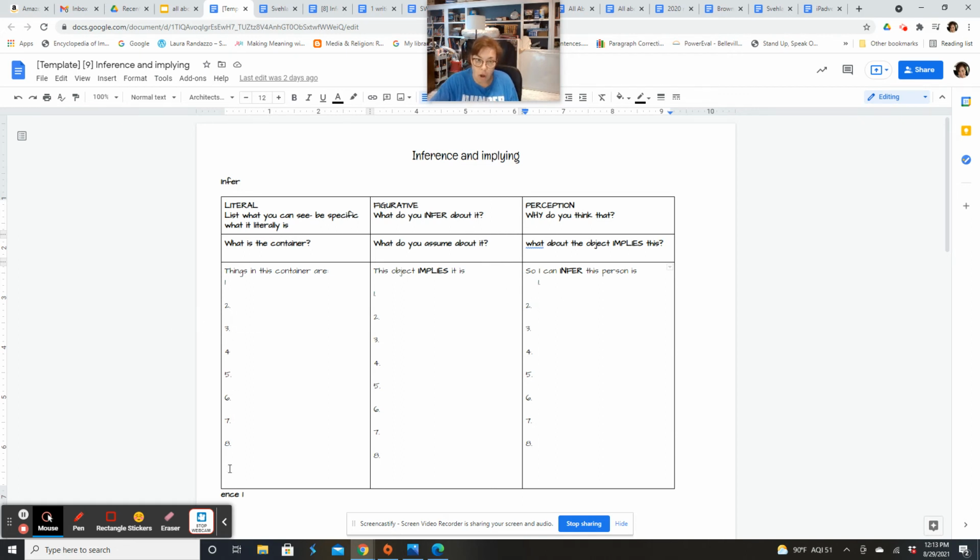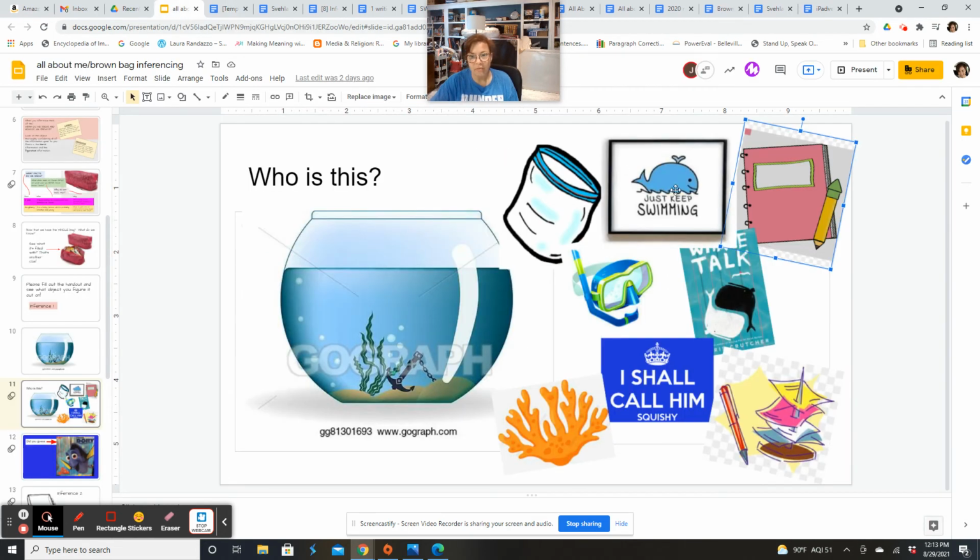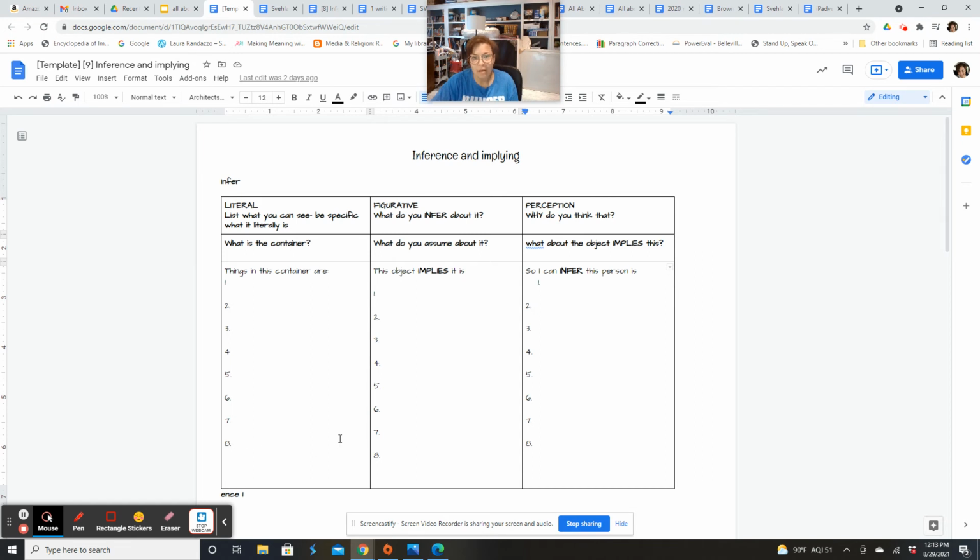Then you're going to go through all of the objects till you end up with the 8th one, which is this one, just keep swimming. At that point you probably already figured out who it was, but you would put just keep swimming poster. What does it infer? It infers it's somebody who likes whales, or somebody who likes Finding Nemo, or somebody who believes in just keep going no matter what happens. Your perception is what do you think a person who has that is? Well, a person who might have that is a motivational speaker, let's say. Okay, so that's what you're doing. You do that for each one of those.